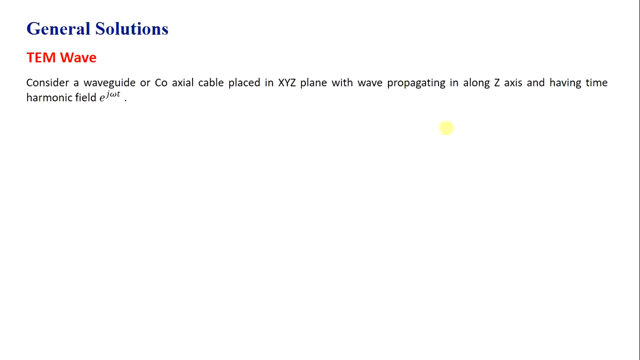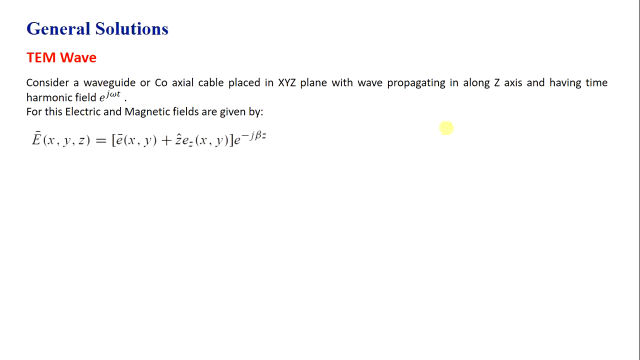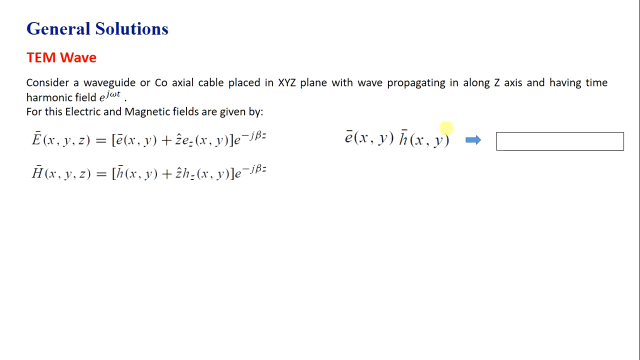Starting with the general solution for the TEM wave, consider a waveguide or a coaxial cable placed in the XYZ plane with the wave propagating in the Z axis and having the time harmonic field of e raised to j omega t. For this, the electric and the magnetic fields are given with these equations, where E bar of xy and H bar of xy represent the transverse components, while Ez and Hz represent the longitudinal components.